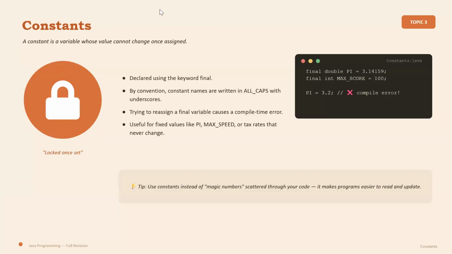So you'll know how to create a constant. We use the keyword final. You can see this example. When a variable is declared as final, its value can be assigned only once. After that, the value cannot be changed. That's why you can see a cross mark here. That is a compile error.